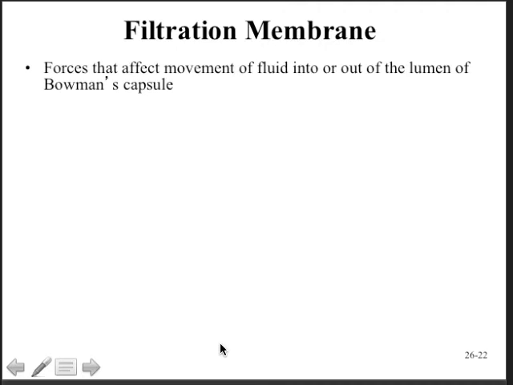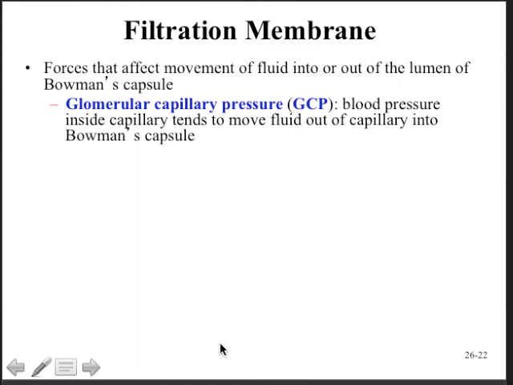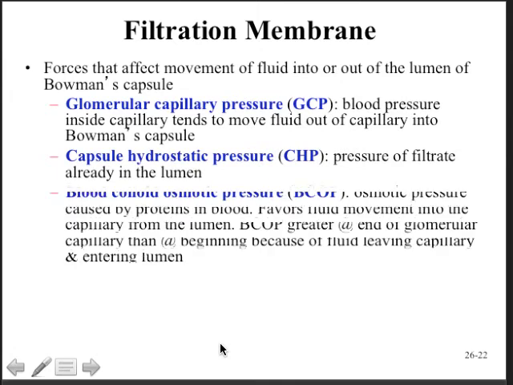Forces that affect the movement of fluid into or out of the lumen of Bowman's include the glomerular capillary pressure, which is simply the blood pressure inside the glomerulus. This comes from the pumping action of the heart. It's also due in part to the differing diameters of the afferent and efferent arterioles that lead into and out of the glomerulus. The capsule hydrostatic pressure is simply the pressure of the filtrate that's already in the lumen.